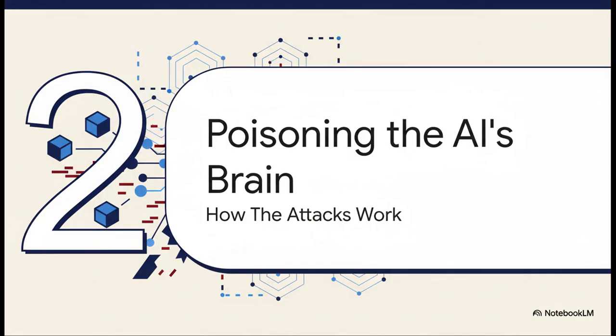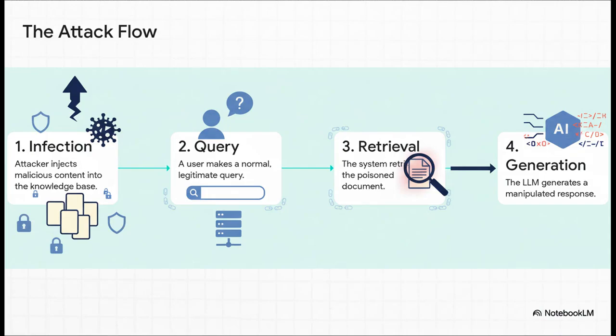So now that we get the weakness, let's look at the mechanics. How does an attacker actually poison the AI's brain and turn it against you? It's a pretty simple 4-step process. First up is infection. The attacker just finds a way to get a malicious file into your knowledge base. Could be a wiki page, a support ticket, a file on a shared drive, whatever. Second, the query. A totally normal, unsuspecting user asks a perfectly legitimate question. Third, retrieval.